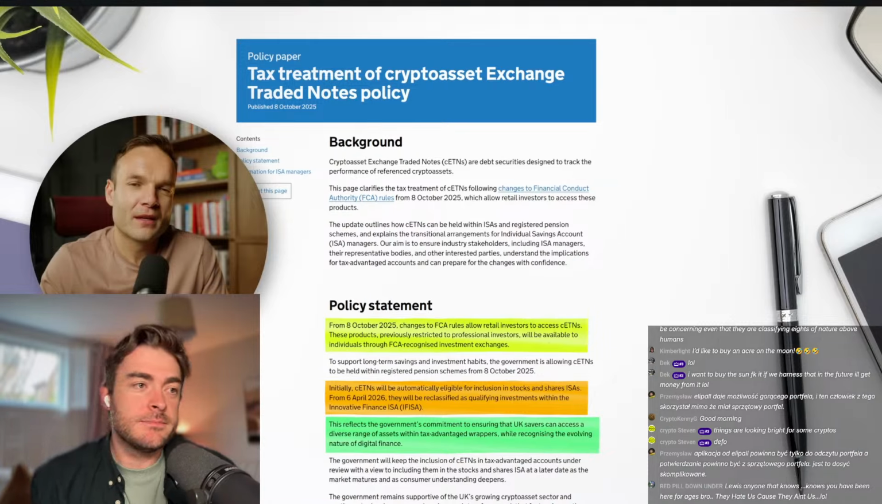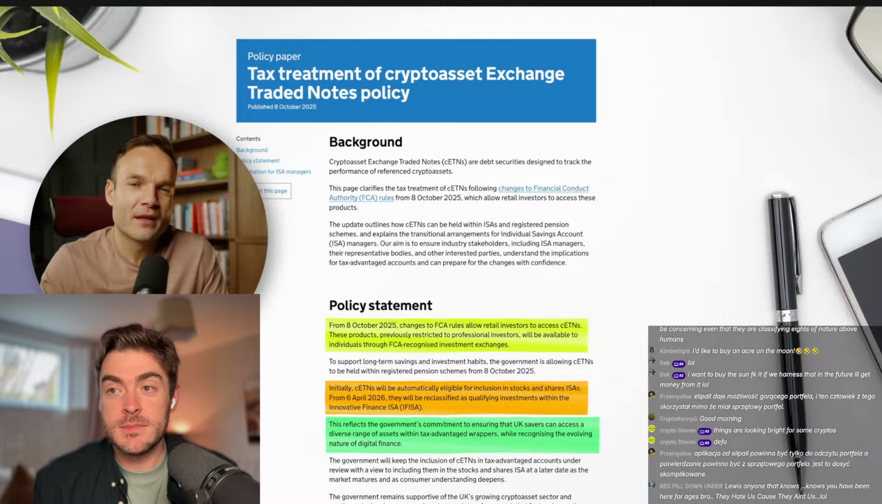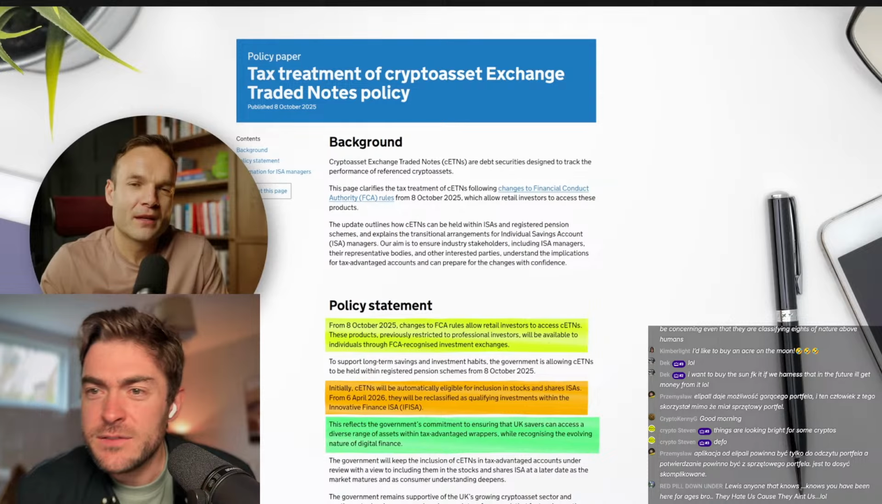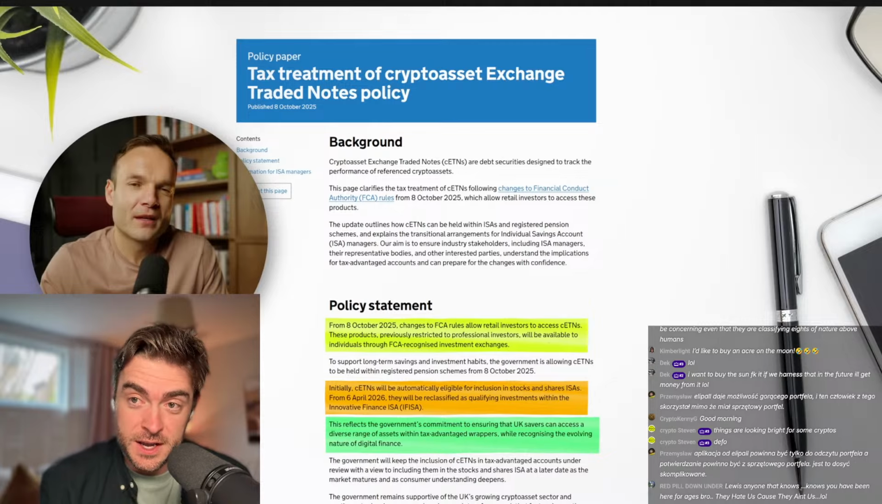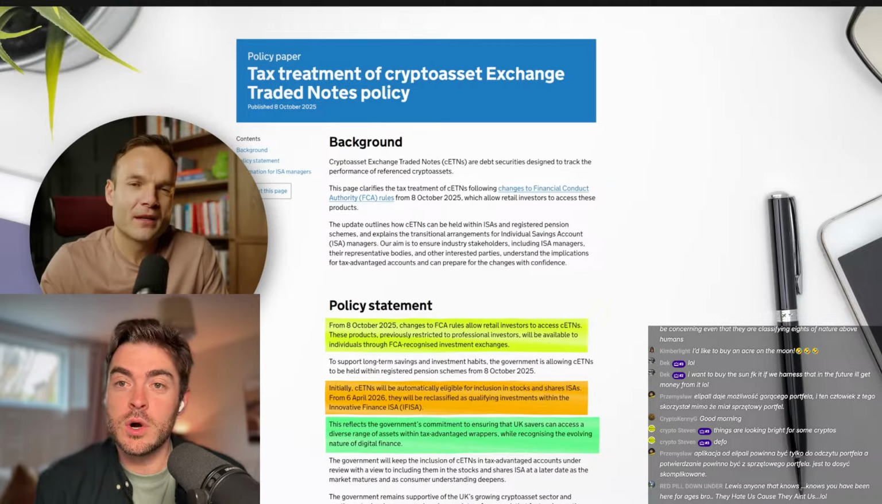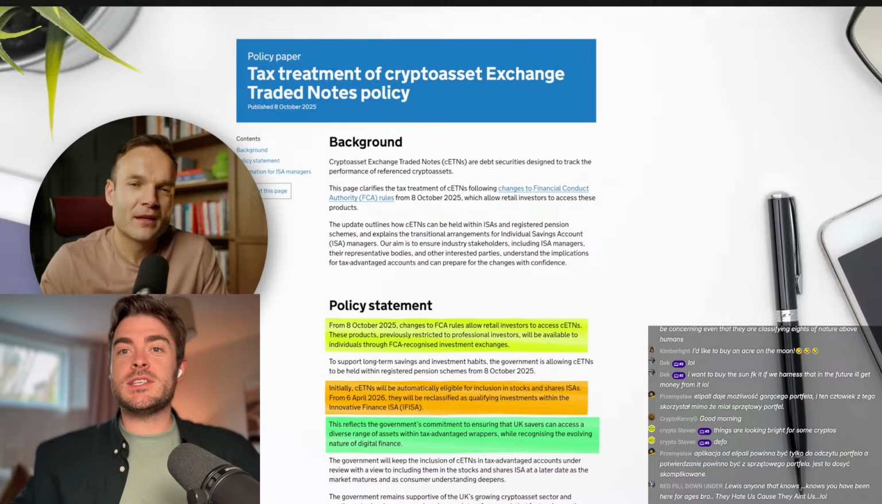Here's my theory. There are one, maybe two banks that actually offer these, what do you call them? Innovative Finance ISAs. It would be interesting to know how involved the leaders of those banks that offer the Innovative Finance ISAs were, what kind of role they played in getting this policy updated. Someone do the research.